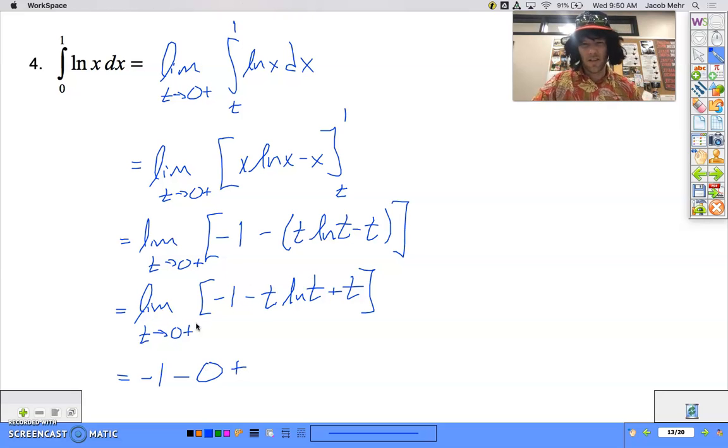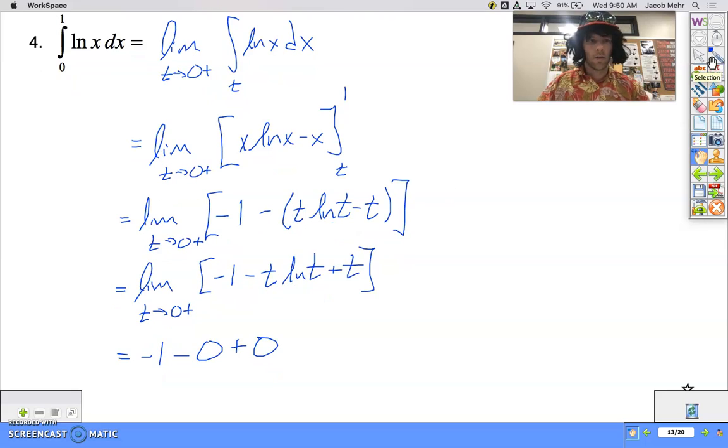Plus, what is the limit as t goes to 0 from the right of t? Well, that would just be 0, right? I mean, that's just our classic y equals x. In this case, f of t equals t line. As we go to 0 from the right, that approaches 0. This thing does converge, and it converges to negative 1. There we go. So those are our type 2 improper integrals. So that's really good.